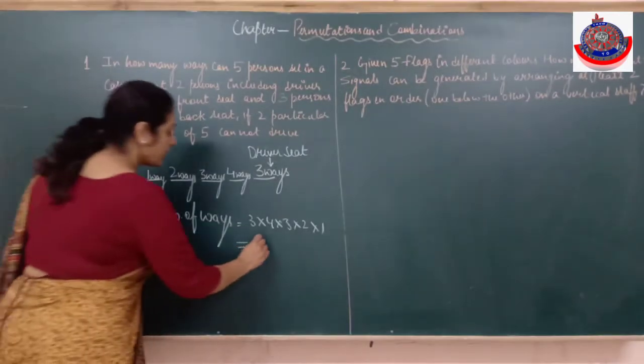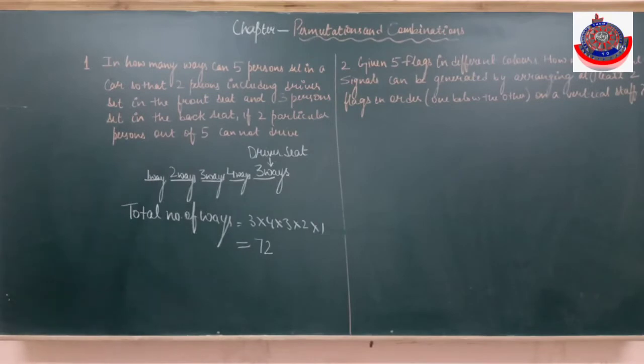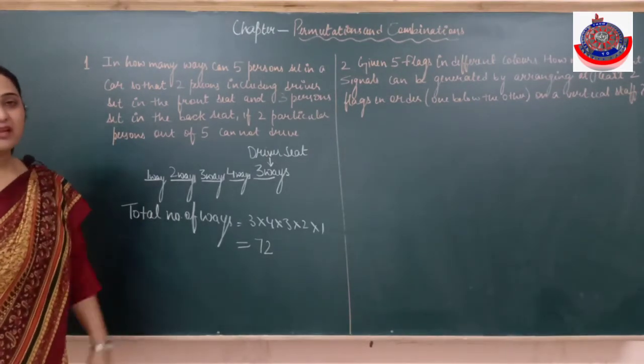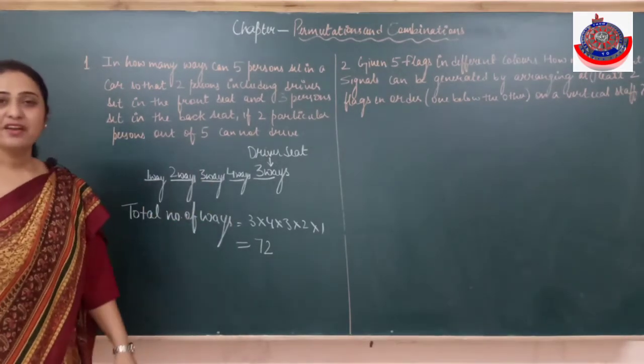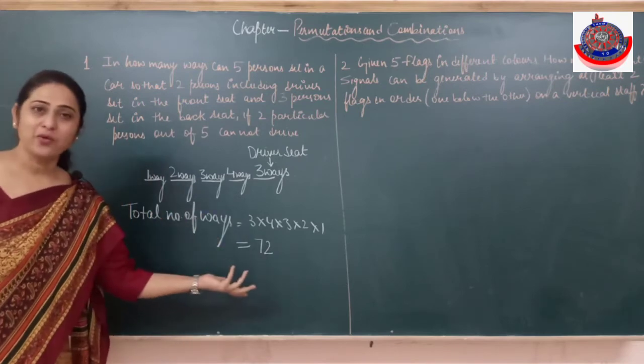Alright, so there are 72 ways in which such arrangements can be made. Can you imagine? This is such an interesting question. You are going for a picnic with your parents. It's a 5-seater car, and you have to see how many ways you can sit. How quick it is now.